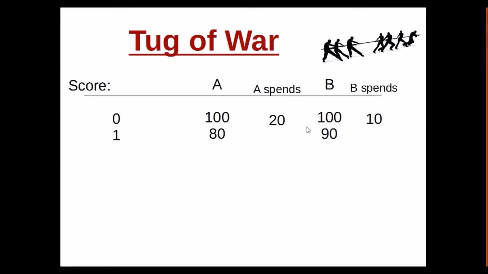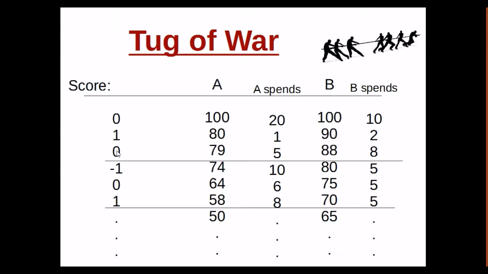Player A spends 20, player B spends 10. Player A spent more, so he scores 1 point. And here's the continuation. Now that we know the rules of the game, let's have some fun.